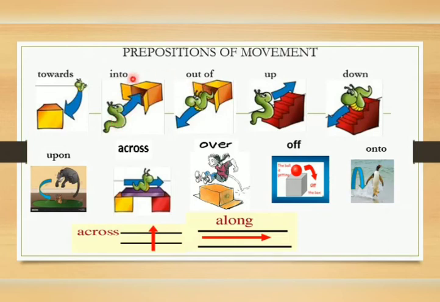Out of is just the opposite of into. Here the snake is coming out of the box. The snake is going up the stairs. Down, the snake is going down the stairs. Upon, when there is a movement, here you can see that the cat pounced upon a rat. Across, across is from one side to the other, so to the other end. Here you can see that the snake is moving across the bridge. Here you can see with the help of this image that this arrow shows from one end to the other.